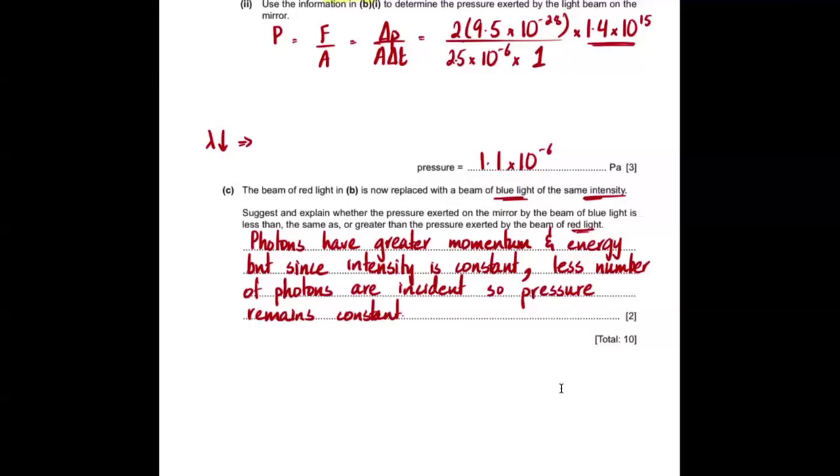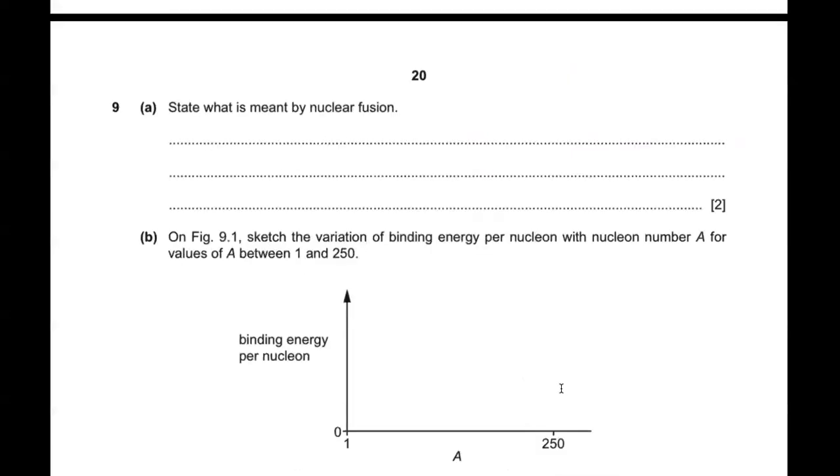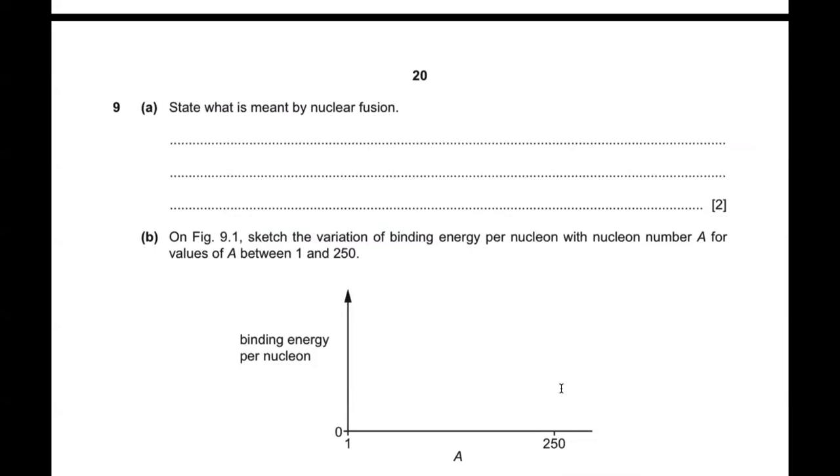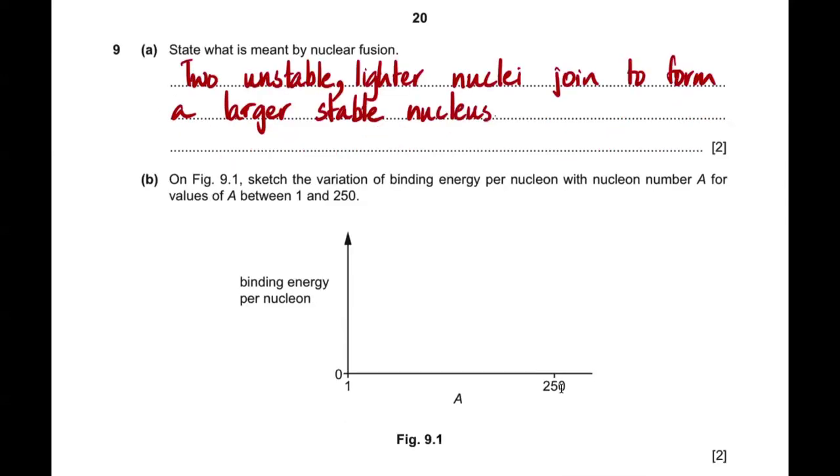Okay, next part, next question. How many more do we have? 9, 10. Okay, second last. State what is meant by nuclear fusion. So you say two unstable lighter nuclei join to form a larger stable nucleus. So the reactants are many, but the product is one.